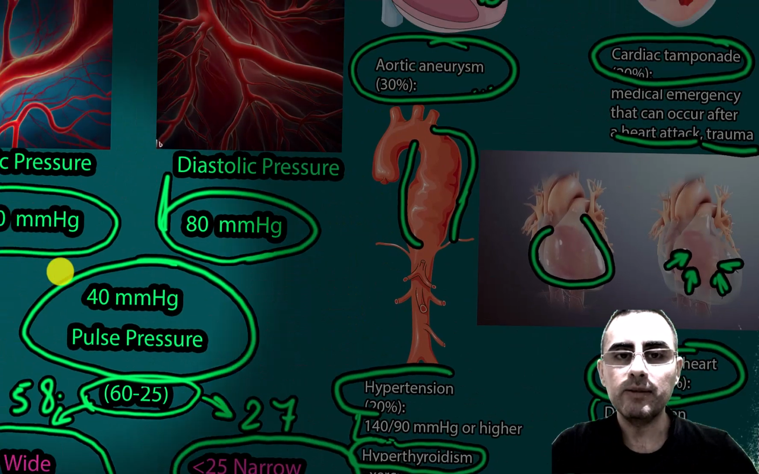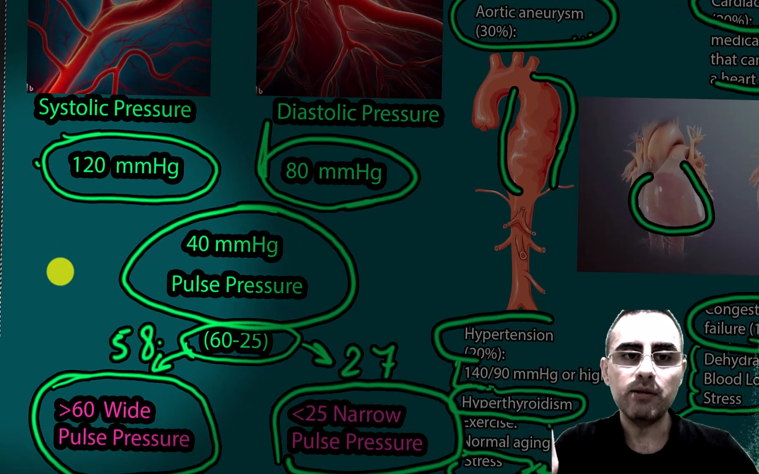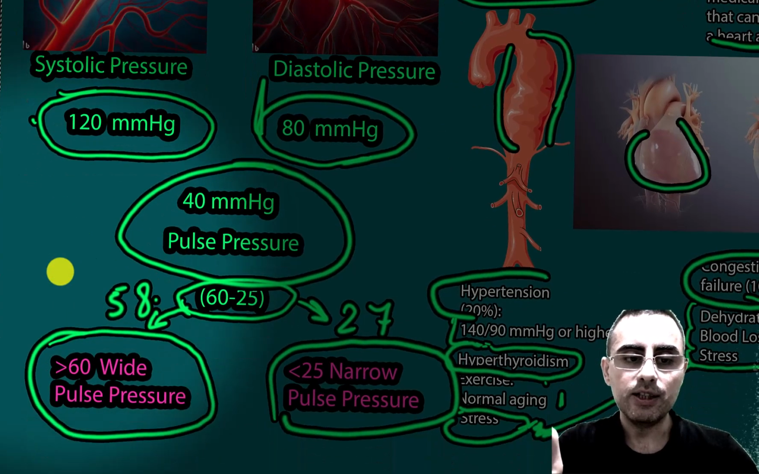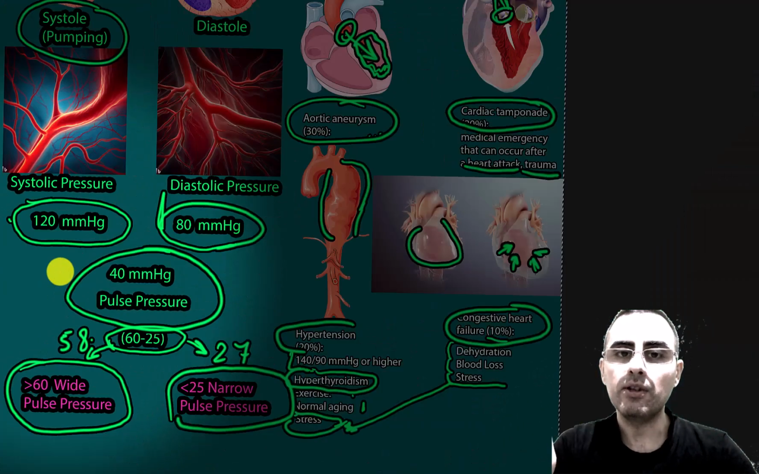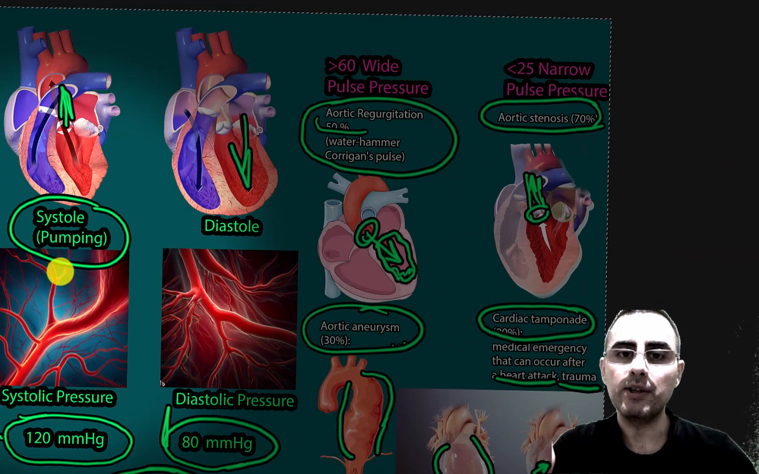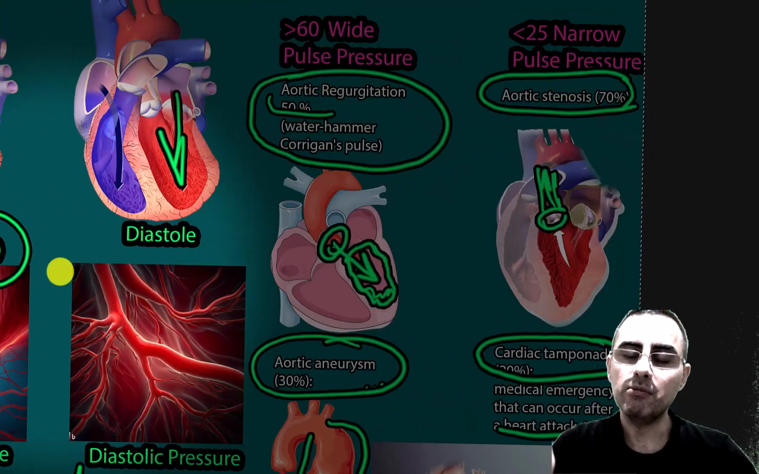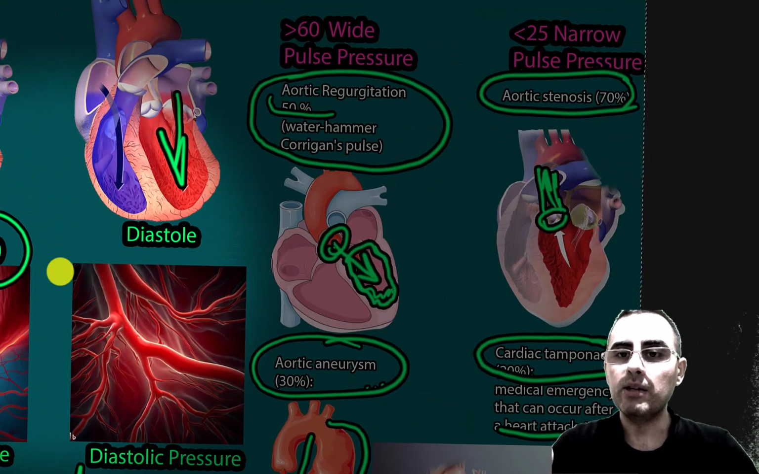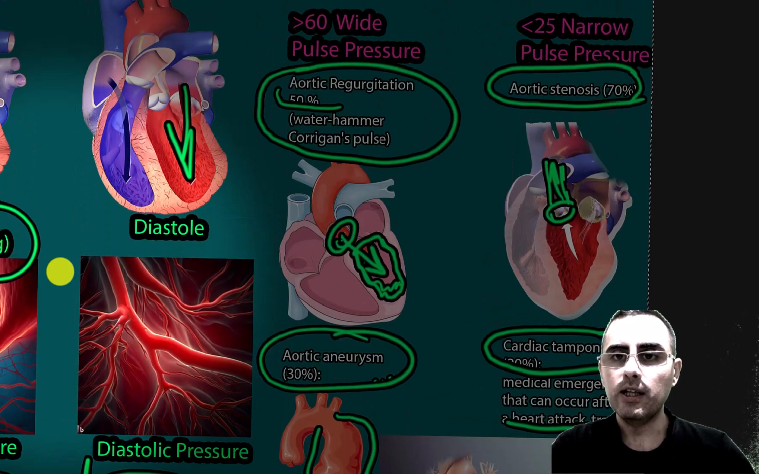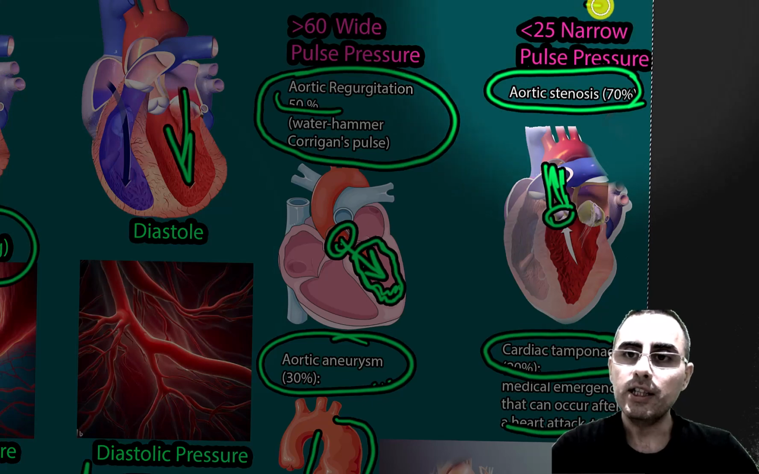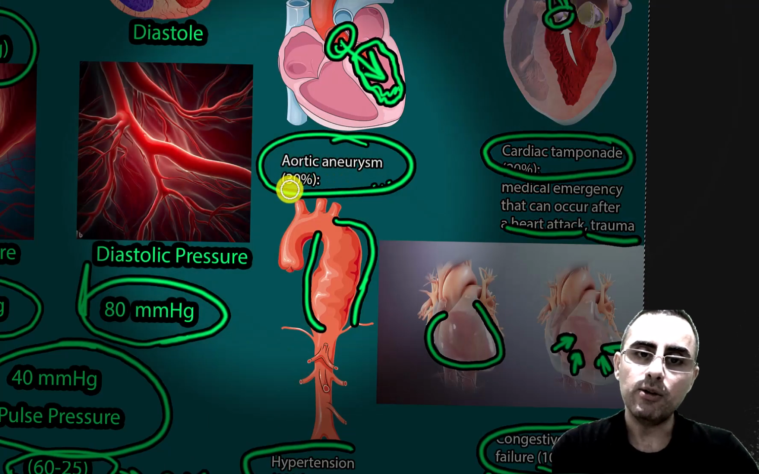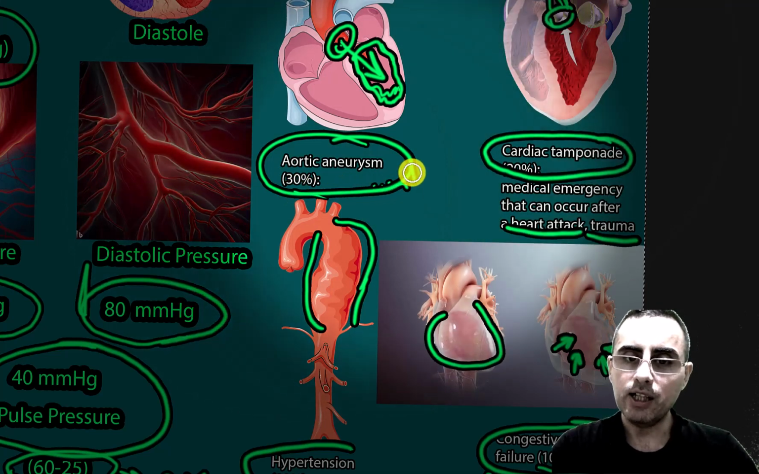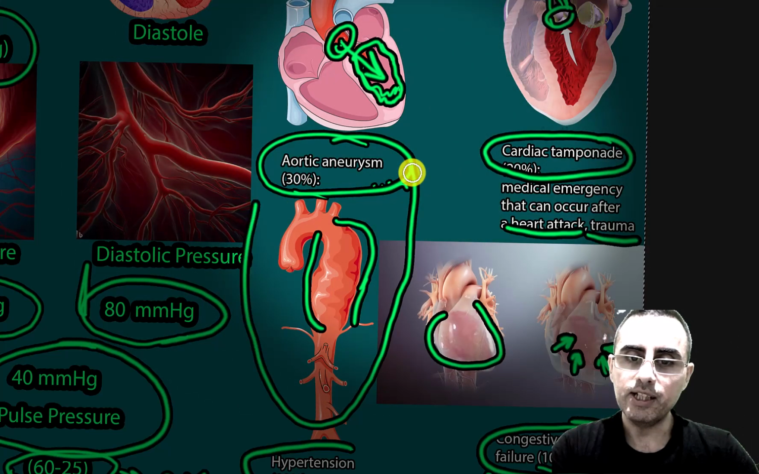Now let's summarize. Wide pulse pressure is more than 60, narrow pulse pressure is less than 25. The most common cause of wide pulse pressure is aortic regurgitation. The most common cause of narrow pulse pressure is aortic stenosis. If we compare, narrow pulse pressure is generally a more serious condition if we exclude aortic aneurysm, because aortic aneurysm in many cases has no symptoms at all.